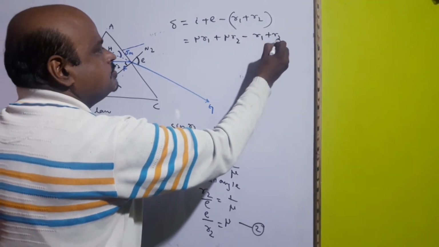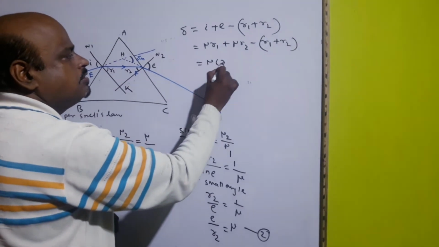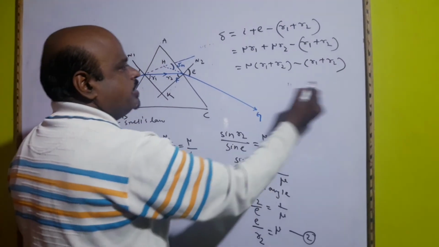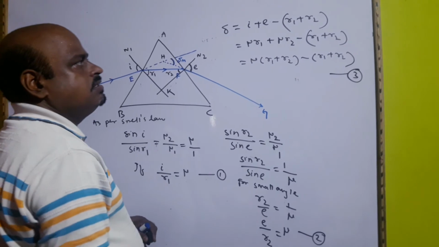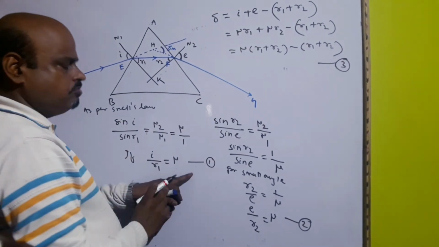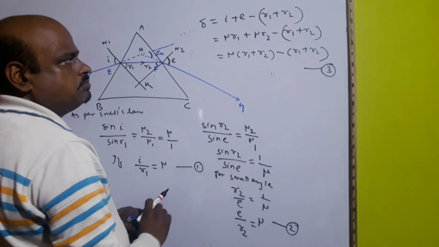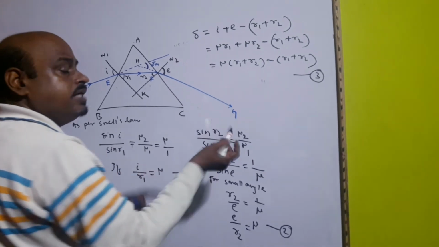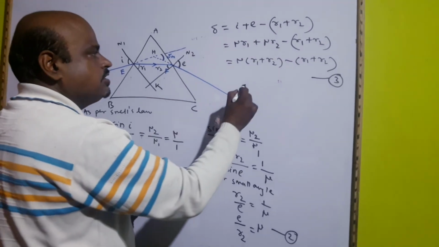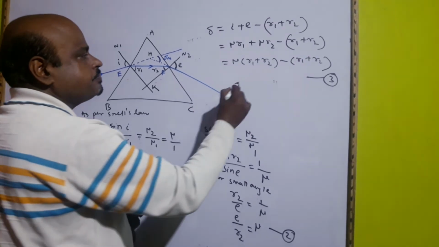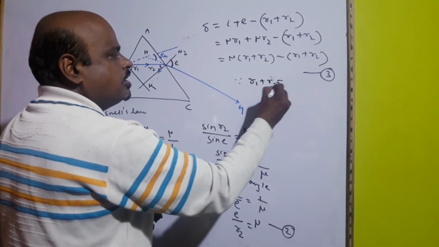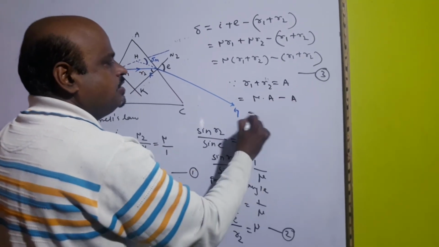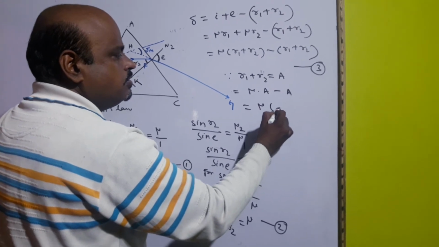Delta equal to mu R1 plus mu R2 minus (R1 plus R2). Okay, equation number 3. Look at here: I equal to mu R1 from equation 1, E equal to mu R2 from equation 2. Take the common mu: mu (R1 plus R2) minus (R1 plus R2). So again, from the previous derivation, R1 plus R2 is A. Since R1 plus R2 equal to A, we get mu A minus A. Take the common factor, mu minus 1.